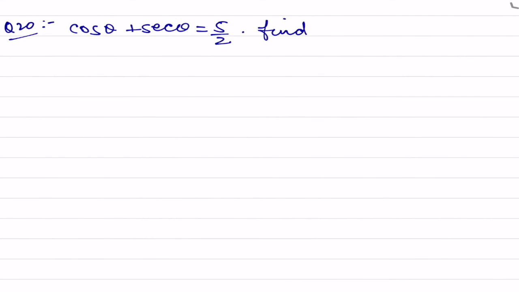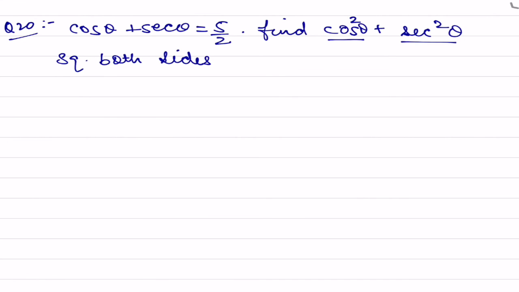Yes, now see the last type of question, children, that is question number 20 of your book. That is cos theta plus secant theta is equal to 5 by 2, and we have to find out the value of cos square theta plus secant square theta. So children, we will do squaring on both sides. So cos theta plus secant theta whole square is equal to 5 by 2 whole square.